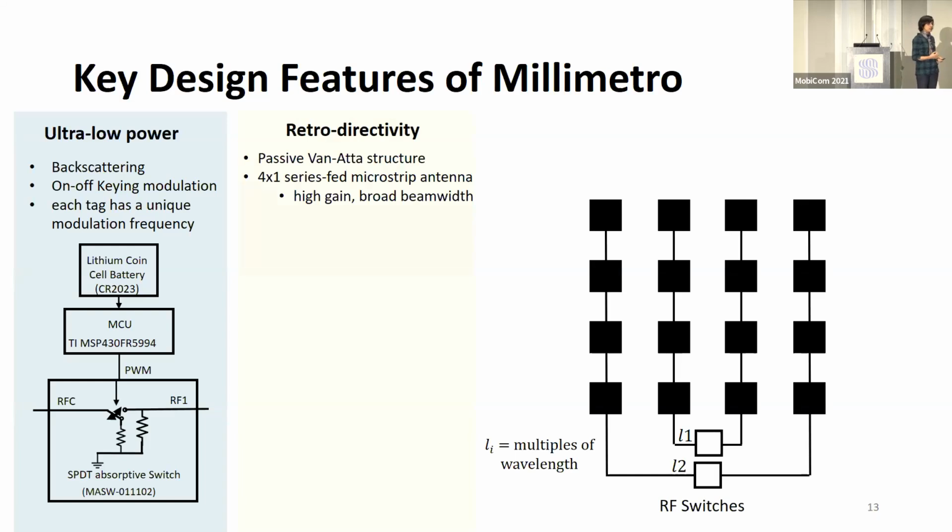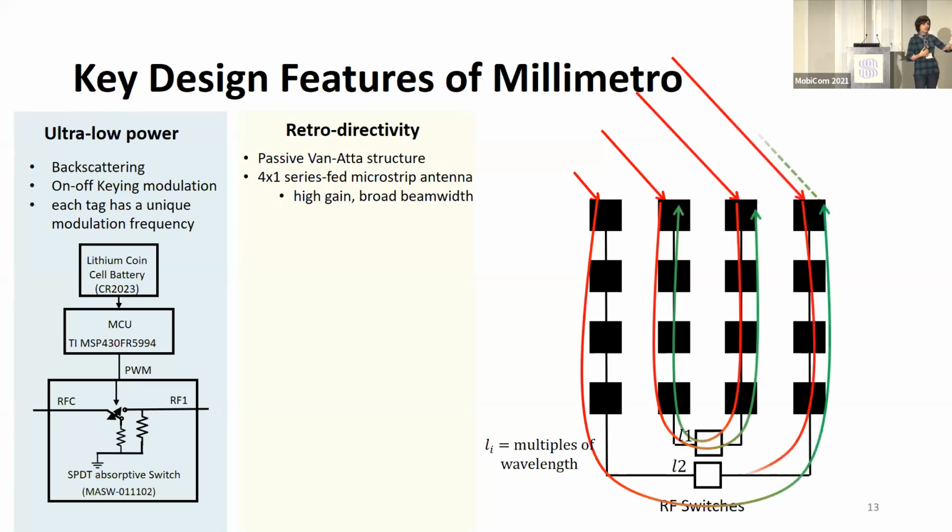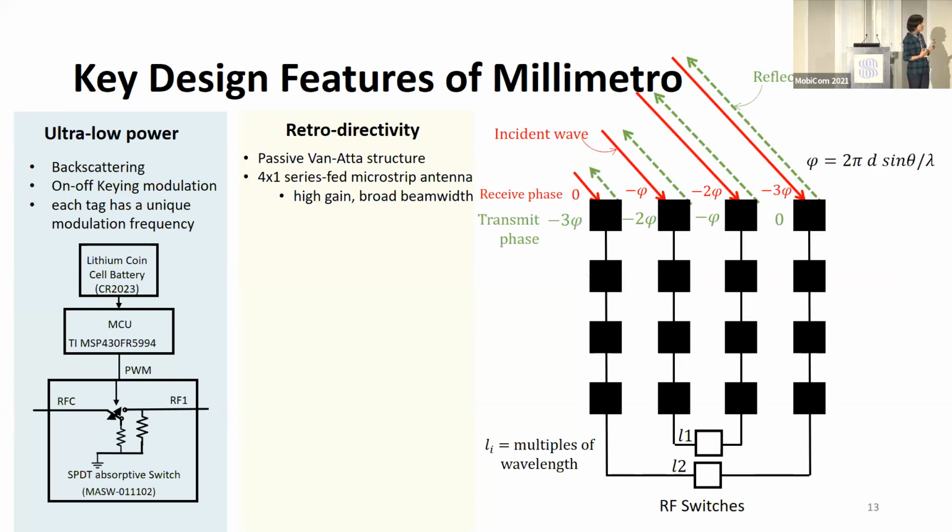And all we need here is to design these transmission lines to have the same length or just multiple wavelengths different. So the way it works, the signal hits the tag, it goes through the transmission line, reflects back from the other side, it goes both ways. And if you look at the phase shift across these antennas, for the incident signal and the reflected signal, they are just inverse of each other. So it means with whatever angle the signal comes in, it reflects back with the same angle. And that's how we get retroreflectivity.